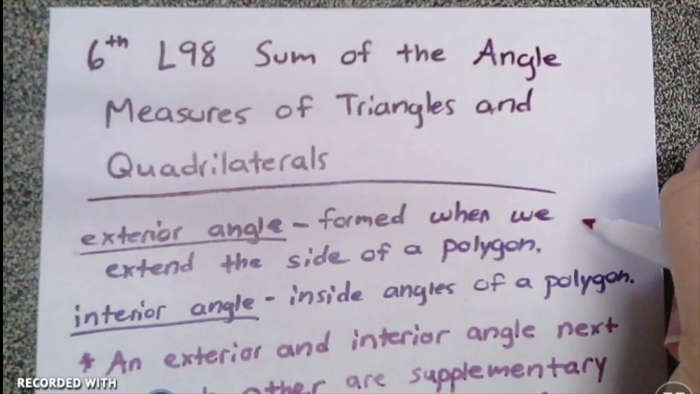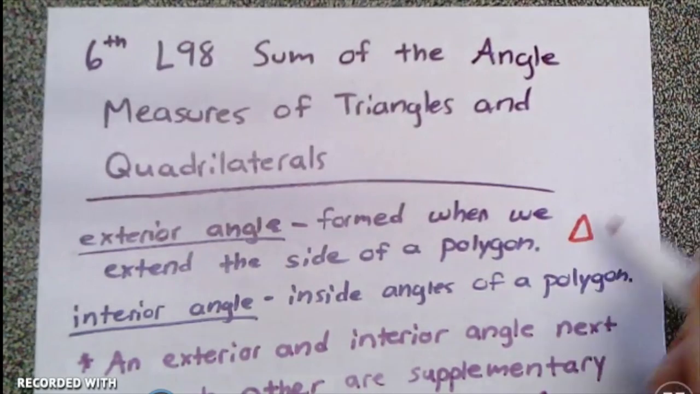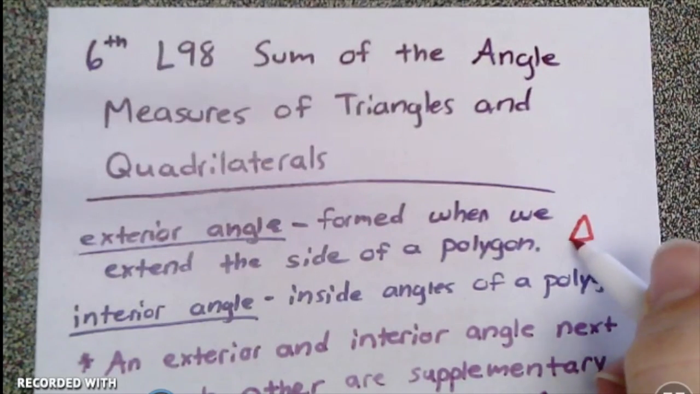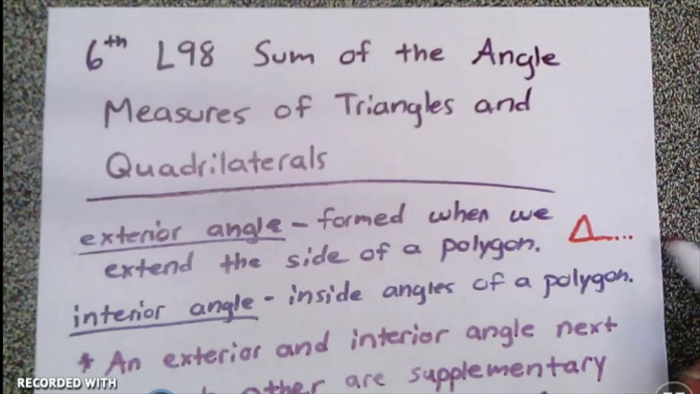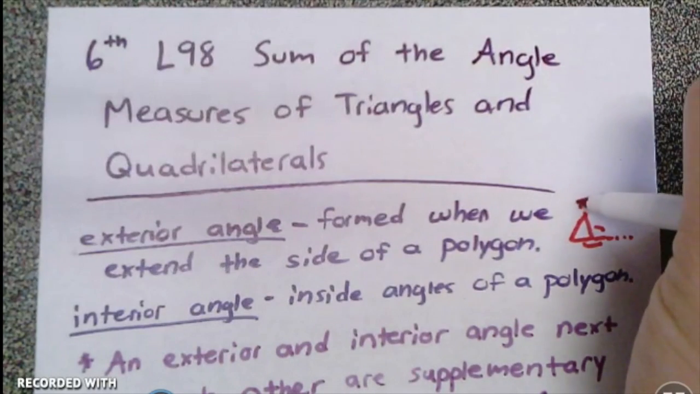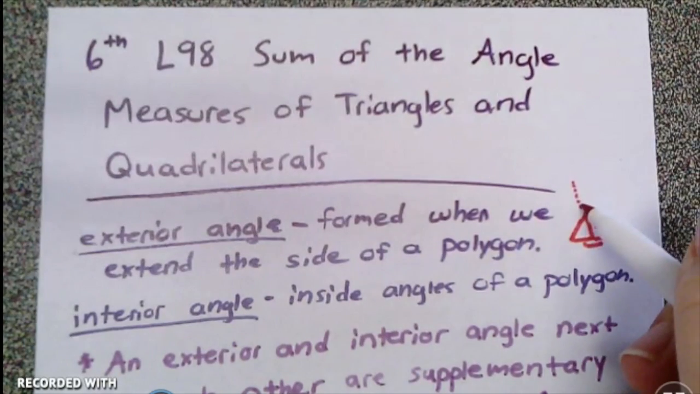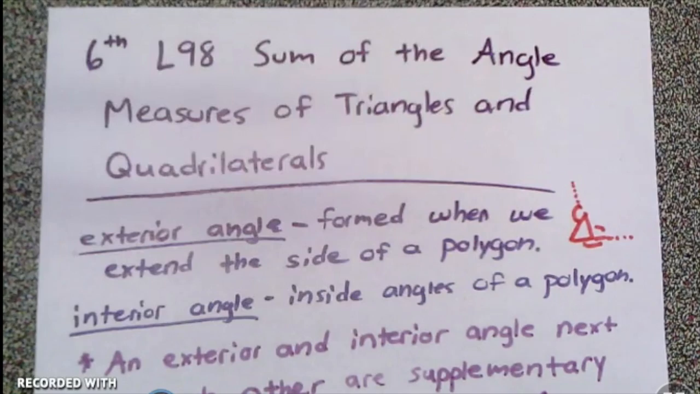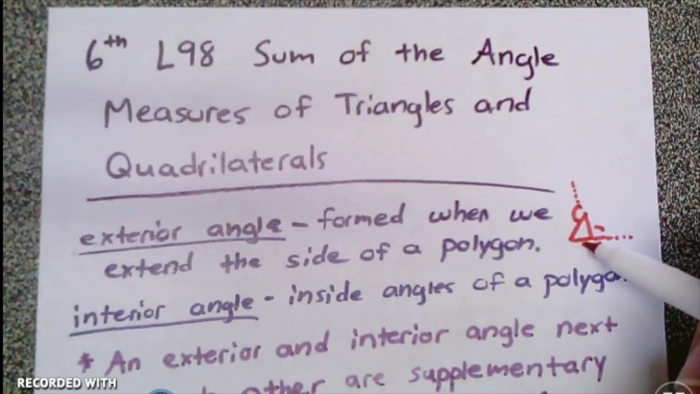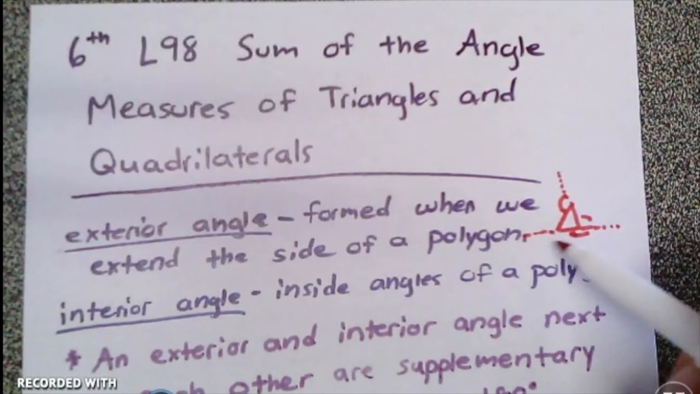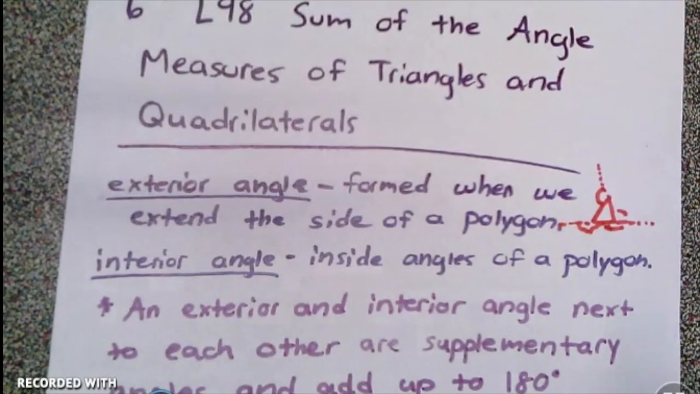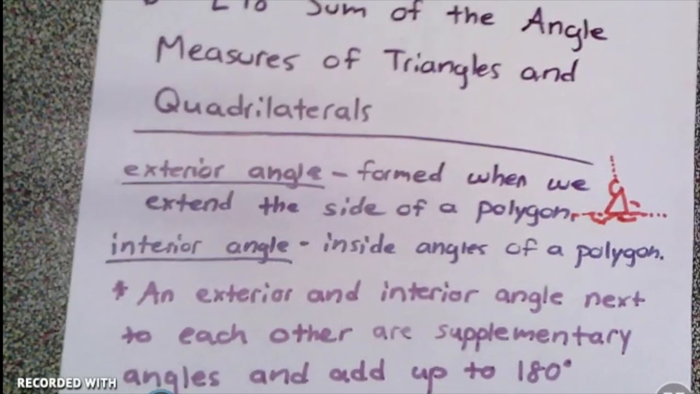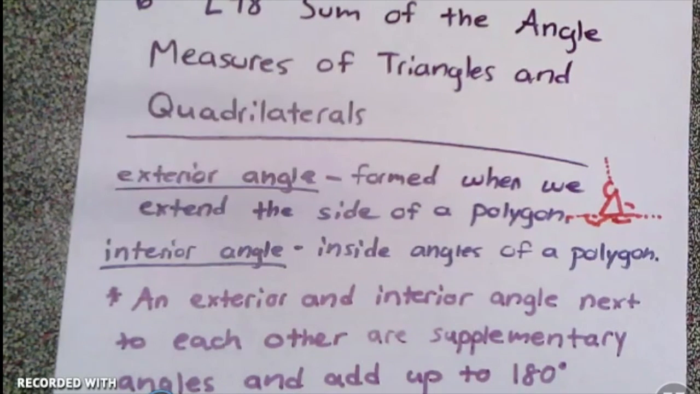So let's say that I have a triangle here, okay? The exterior angles would be if I took this side and extended it, then this is called an exterior angle. If I extended the side this way, then the angles that are formed right here are exterior angles. If I find the sum of all these exterior angles, it's going to add up to 360 degrees. We can do that for any polygon.